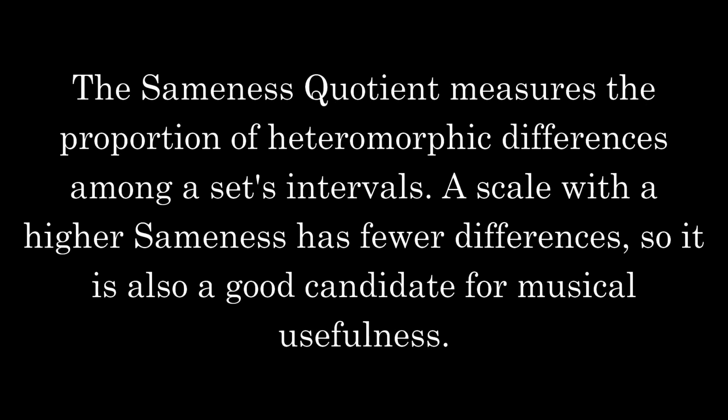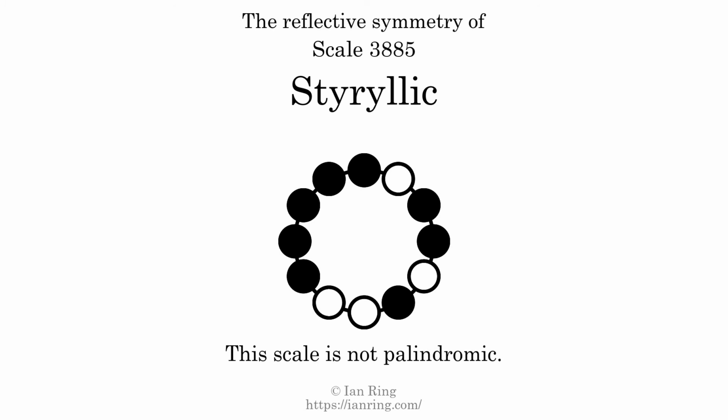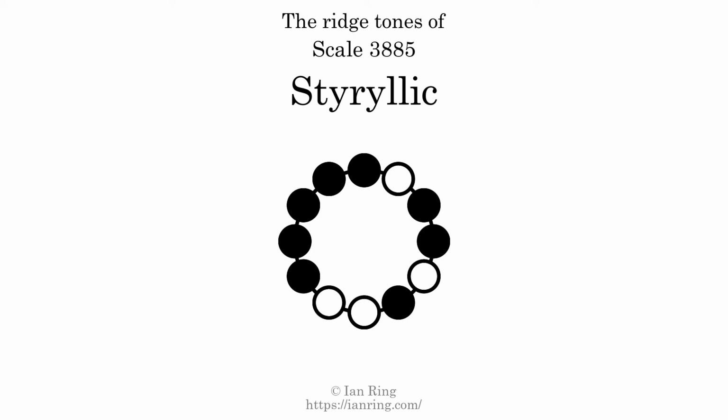The sameness quotient measures the proportion of heteromorphic differences among a set's intervals. A scale with a higher sameness has fewer differences, so it is also a good candidate for musical usefulness. The sameness quotient is 0.23. This scale has no reflective symmetry. This scale has a different pattern of intervals ascending and descending, so it is not palindromic. This scale has no ridge tones.